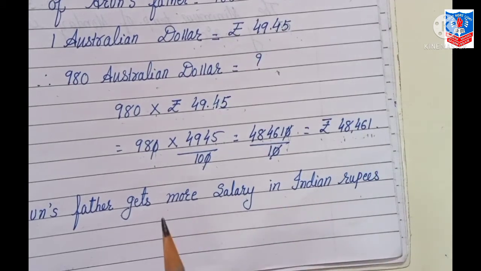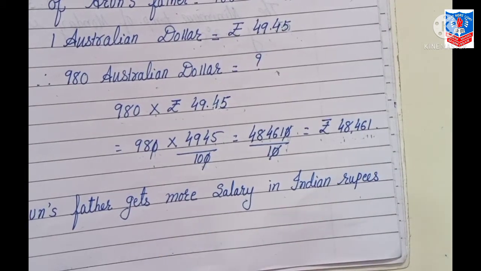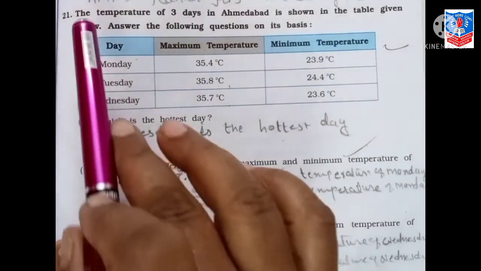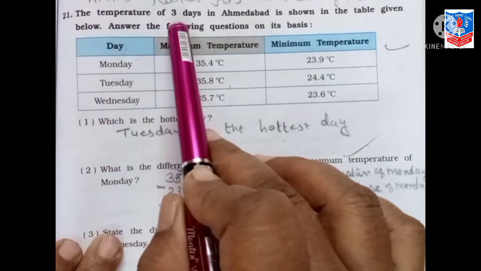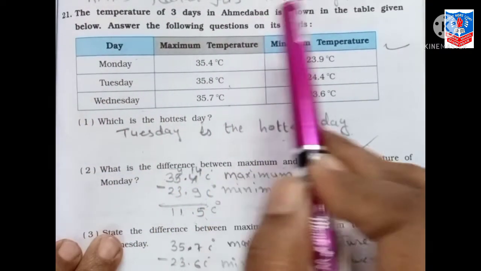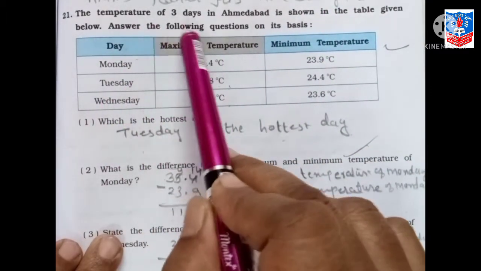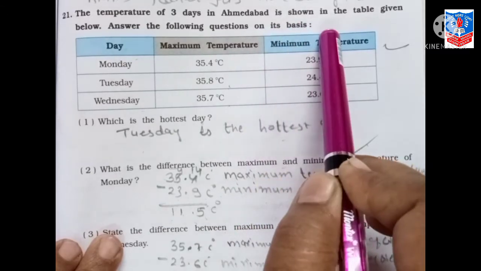48,461. So who gets more salary in Indian rupees? Arun's father gets more salary in Indian rupees. Understood? Our next question is, the temperature of 3 days in Ahmedabad is shown in the table given below. Answer the following questions on its basis.